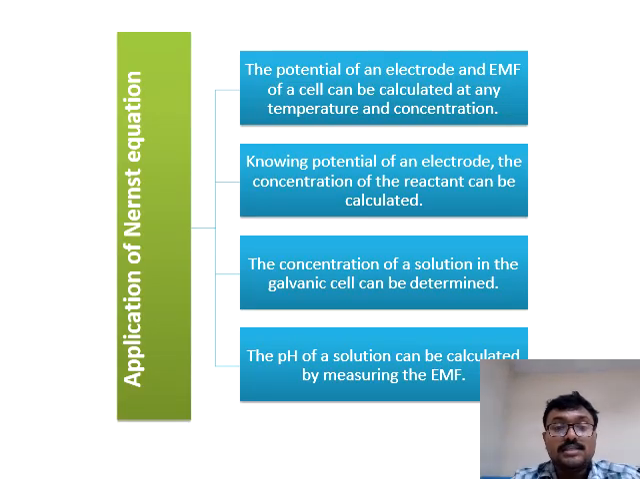Last one is the application of the Nernst equation. The Nernst equation can be applied in different fields. The potential of an electrode and the EMF of a cell can be calculated at any temperature and concentration. Knowing the potential of an electrode, the concentration of a reactant can be calculated. The concentration of a solution in a galvanic cell can be determined. The pH of a solution can be calculated by measuring EMF. There are many more applications of the Nernst equation.